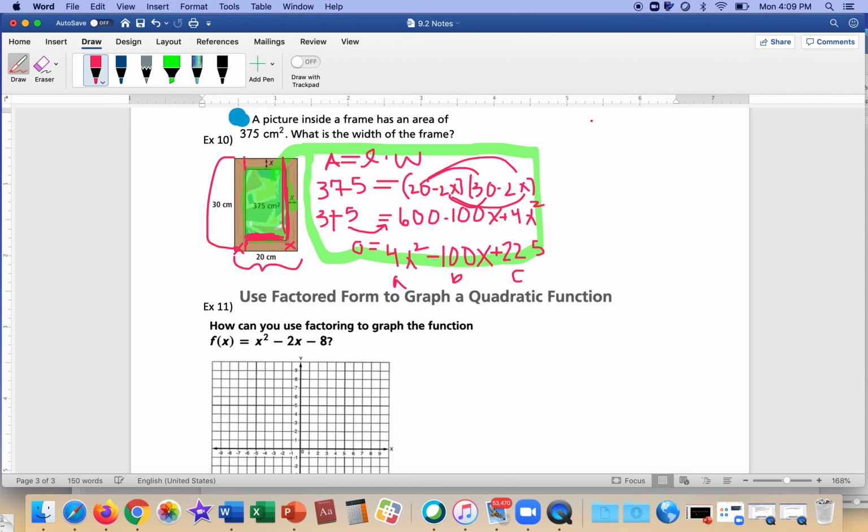So we're looking for a combo that multiplies to A times C. So 4 times 225 is 900. What multiplies to 900 and adds to B, that adds to negative 100? So that combo is going to be negative 90 and negative 10. Negative 90 times negative 10 is positive 900, and they add to negative 100.